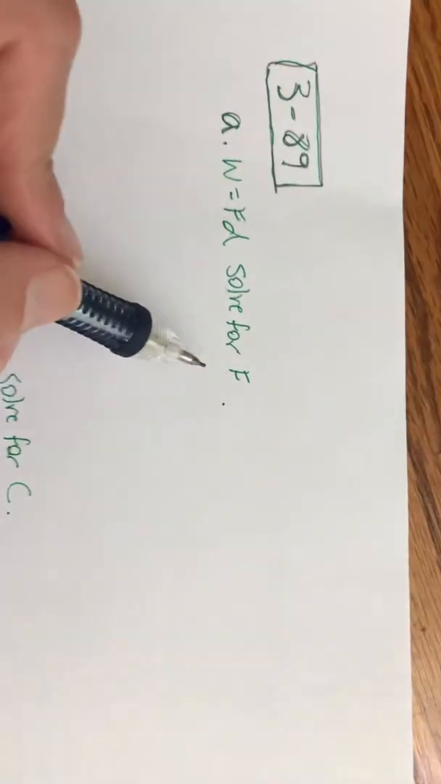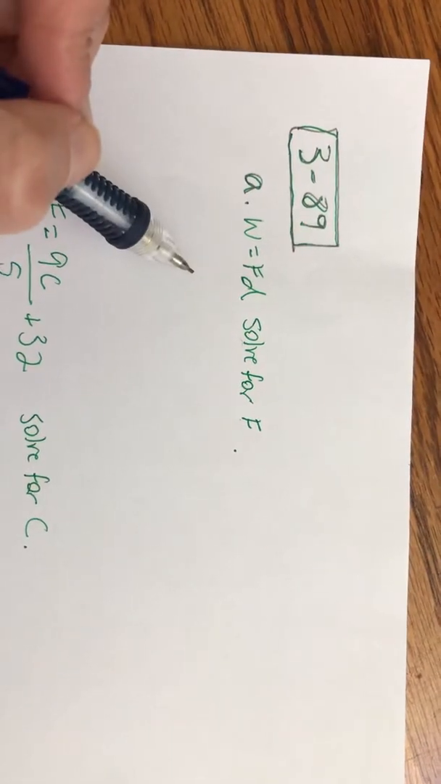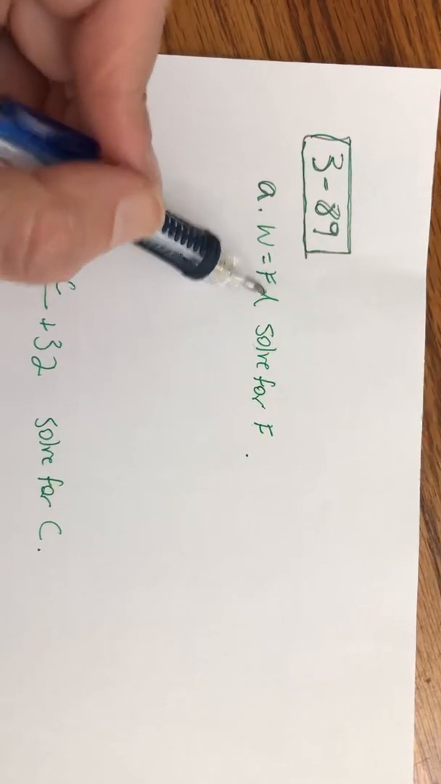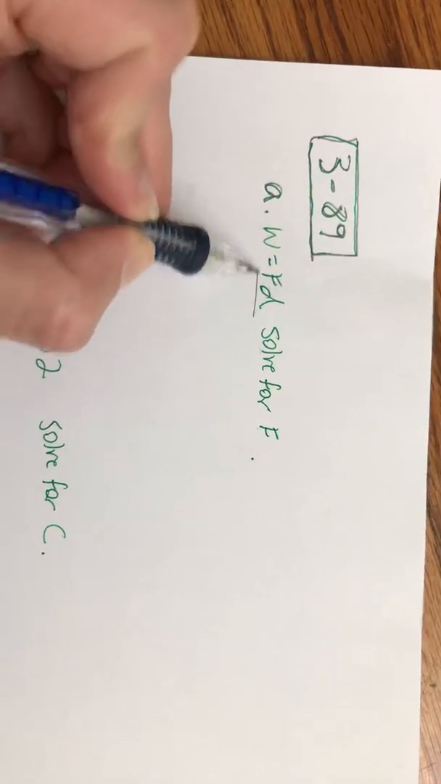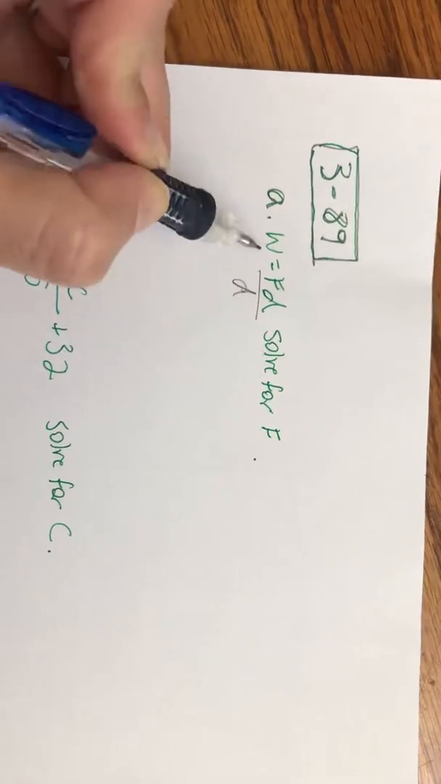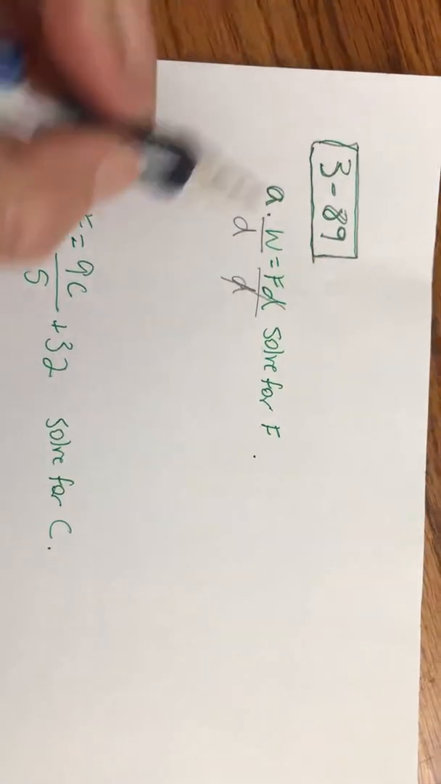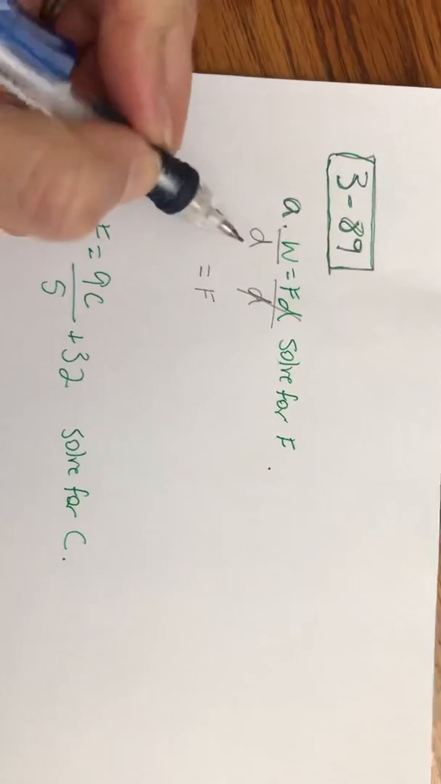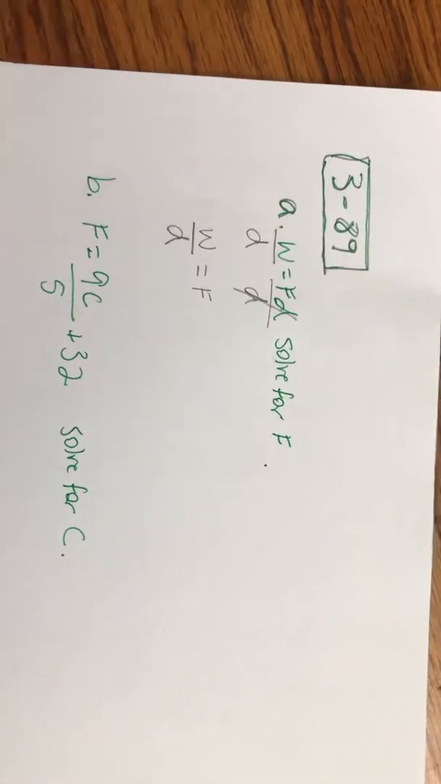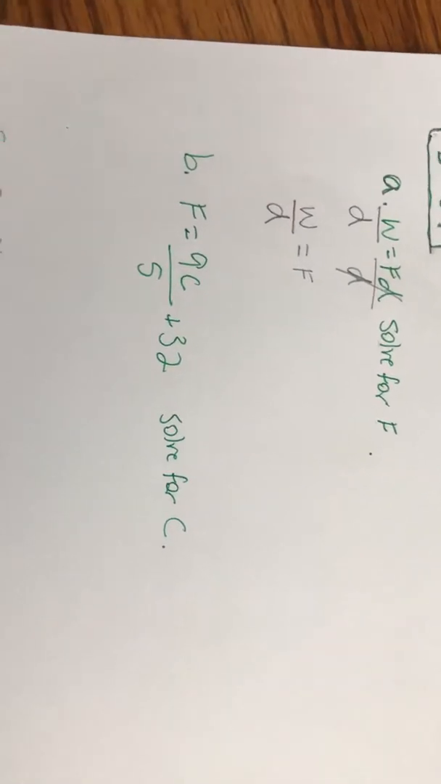So you basically want to look at whatever operation is happening here and undo it so that you can get f all by itself. So this is f times d, so to undo multiplication I do division. So I want f alone, so I'm going to divide by d. I have to divide both sides by d, and so the d's will cancel and I'm left with force equals work divided by distance. That's the answer. You have letters in your answer.